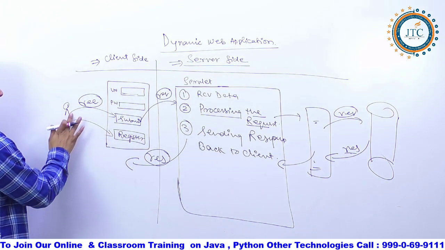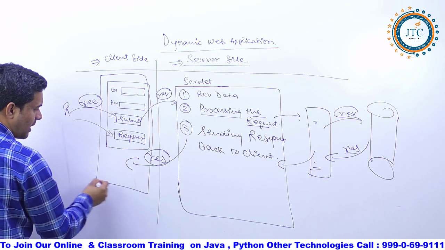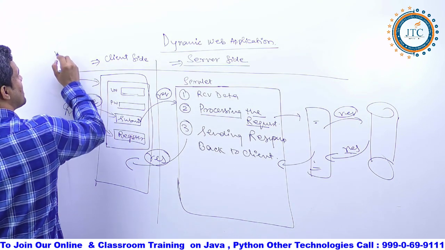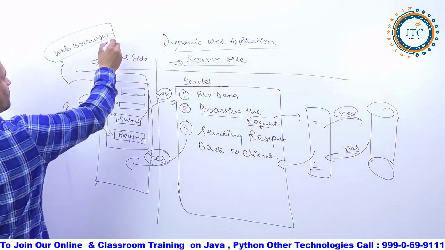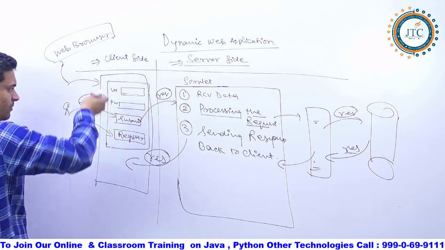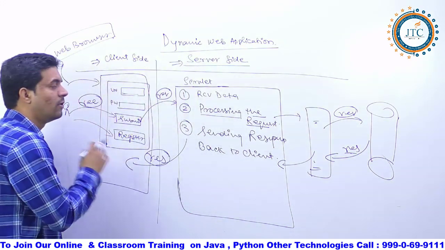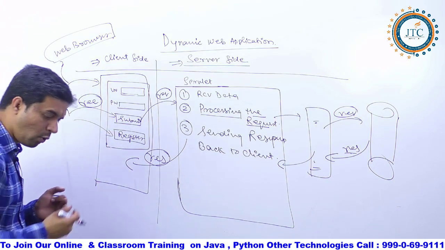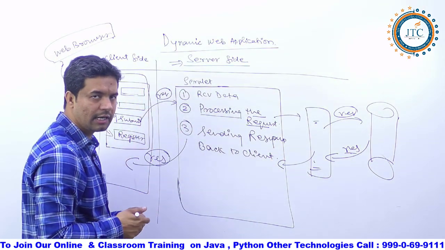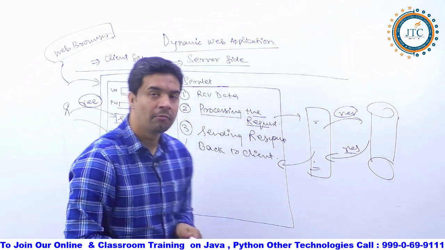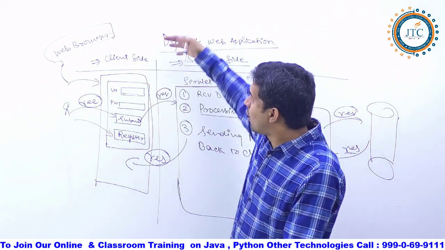In this particular one, this particular part you are accessing with the help of a web browser. With the help of a web browser you are accessing, guys. Whatever kind of requests you are making through all these things, you are getting the response back again in this case, correct? And this is what we will call a dynamic web application.